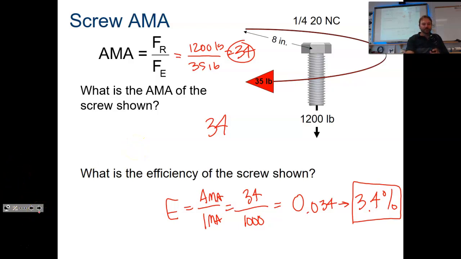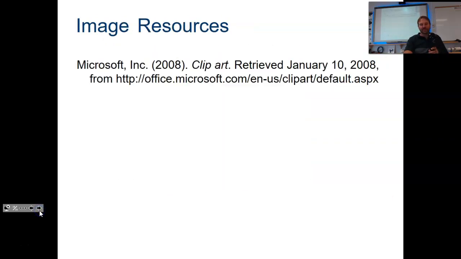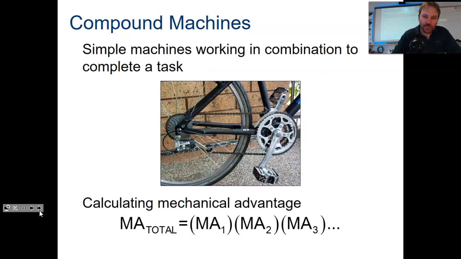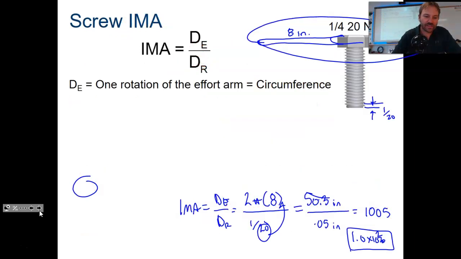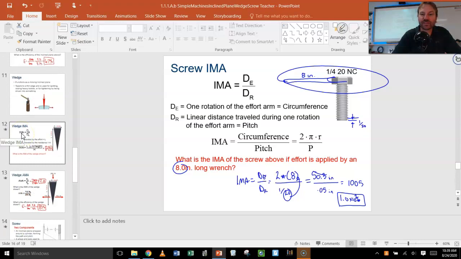So, thanks again for watching. Well, compound machines, again, just multiplying them together like we did before. But thanks for watching. Inclined planes, screws, and what was our other one? Wedges. That's right. Have a nice day.